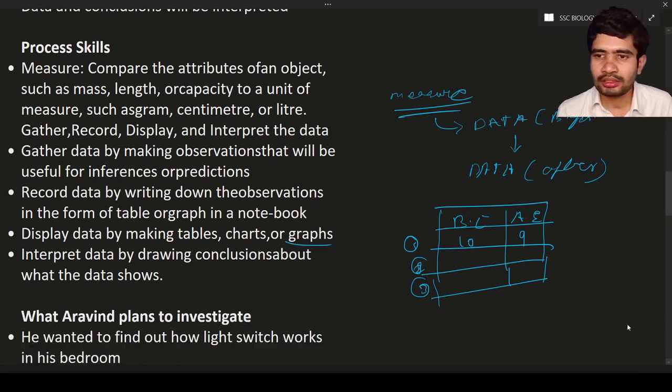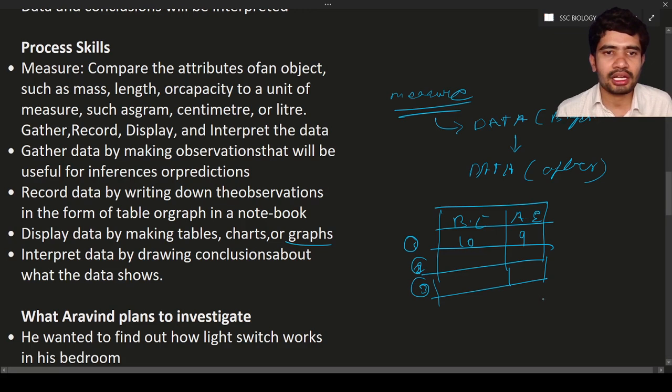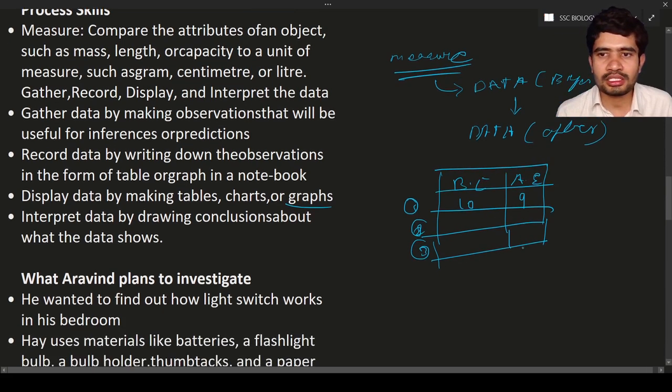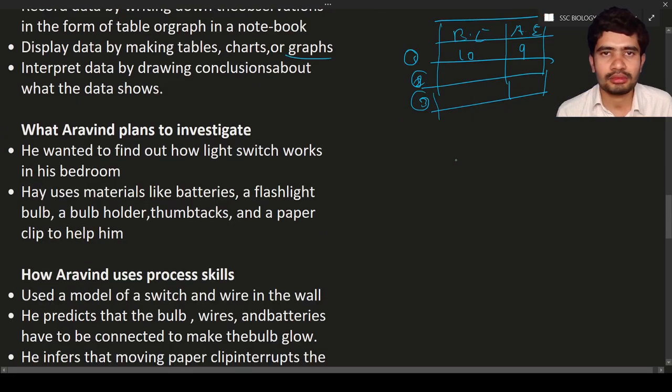So next is the interpretation. She is going to interpret the data by drawing conclusions about what the data shows. So what the data of the experiment is going to show, she is going to conclude. Conclude means she is going to come to the result whether the size of the rocks decreases or not, or the size remains or not, and so on. Okay. So this is about the processing skills done by the girl.